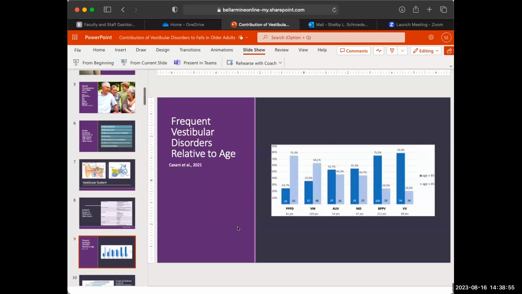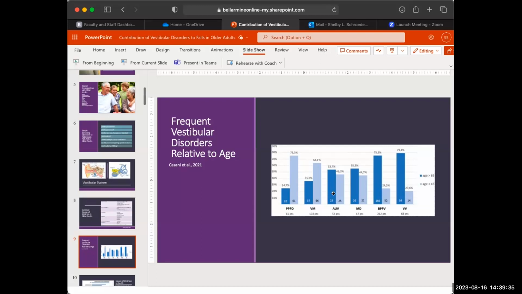So this is a graph of vestibular disorders relative to age. We've got 3PD, which is a disorder that leads to persistent dizziness. It starts with an acute attack of dizziness and then becomes chronic. The dark blue is older adults and the light blue is younger adults. So that's more common in younger adults. And then we've got migraine, which is more common in younger adults.